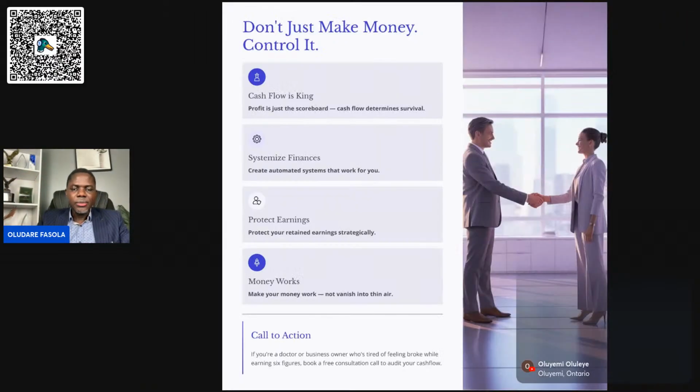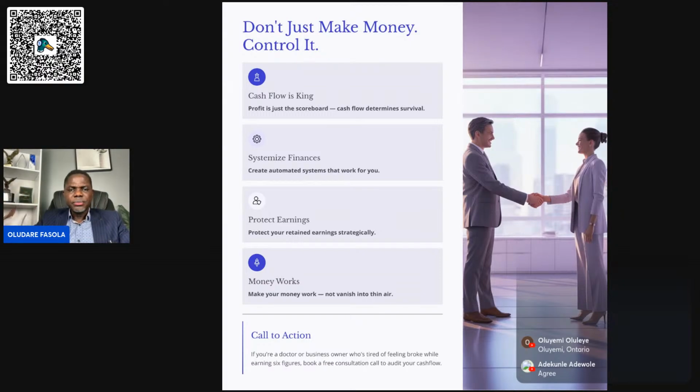All right. So don't just make money. Let me tell you this, cash flow is king. Please, if you agree, type I agree. Cash flow is king. Profit is just scoreboard. Cash flow determines survival. No matter how profitable you may be on paper, cash flow is the king. If you prepare your financial report and you don't have enough money to back it up, you are as good as running a business on paper. Please make sure you do this very, very well. Cash flow is king.